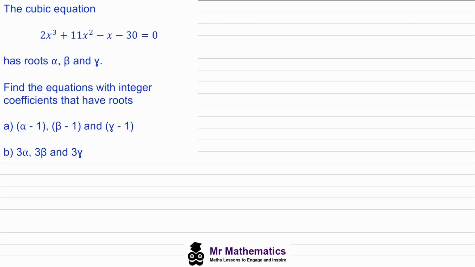I showed you in the previous video on transforming the roots of quadratic equations how we can do this graphically. But that would be much more complicated with a cubic. So we're going to use the algebraic method. Now we know alpha, beta and gamma come from this equation involving x.